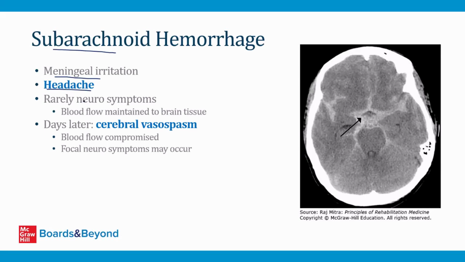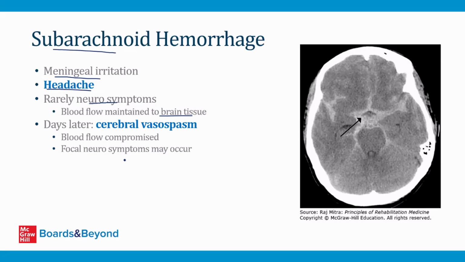As I mentioned to you earlier, rarely do focal neurologic symptoms like weakness and sensory loss develop. And the reason is that when there's bleeding in subarachnoid hemorrhage, the subarachnoid space contains the bleeding, and that allows blood to keep being delivered to brain tissue. So you usually have normal blood flow to brain tissue and you don't get focal neurologic symptoms. The main problem is that blood in the subarachnoid space irritates the meninges, causing headache.